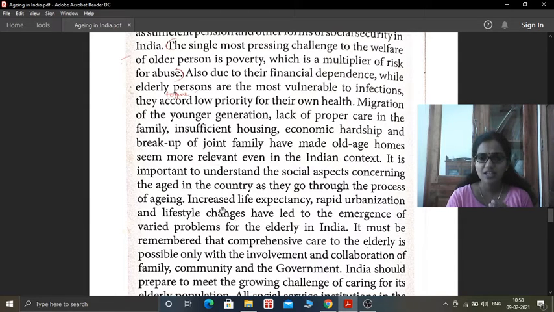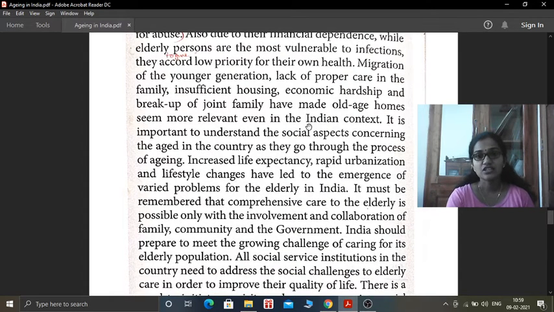Because so many problems exist, it is mandatory to build many old age homes in India. It is important to understand the social aspect concerning the aged in the country as they go through the process of aging. Increased life expectancy, rapid urbanization, and lifestyle changes have led to the emergence of varied problems for the elderly in India. So the society has been changing, and the life expectancy of the people is increasing. The rural areas become urbanized because of the technological and communication facilities, etc. So the challenges are increasing.